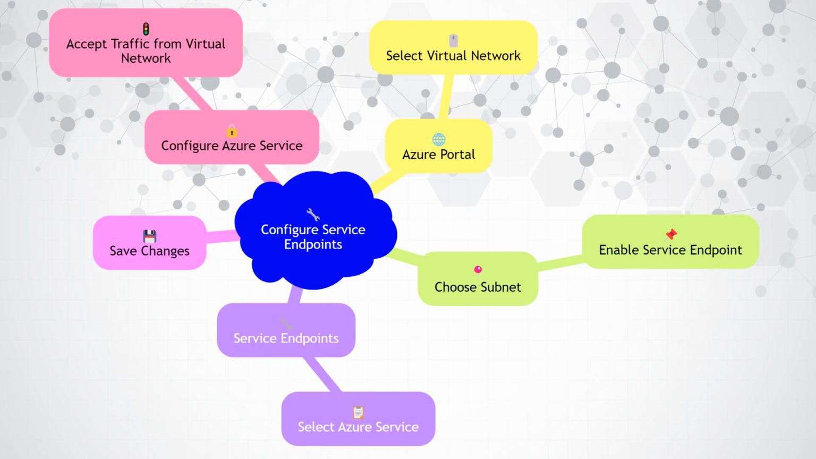To configure service endpoints, follow these steps. 1. Navigate to the Azure portal and select your virtual network. 2. Choose the subnet where you want to enable the service endpoint. 3. Click on Service Endpoints and select the desired Azure service. 4. Enable the service endpoint and save your changes. 5. Configure the Azure service to accept traffic only from the specified virtual network. This guide provides a detailed walkthrough of each step, ensuring a smooth and successful configuration process.